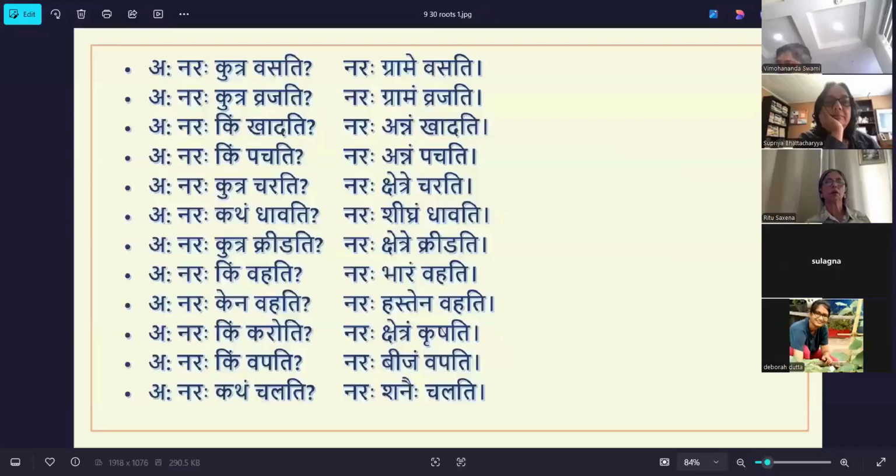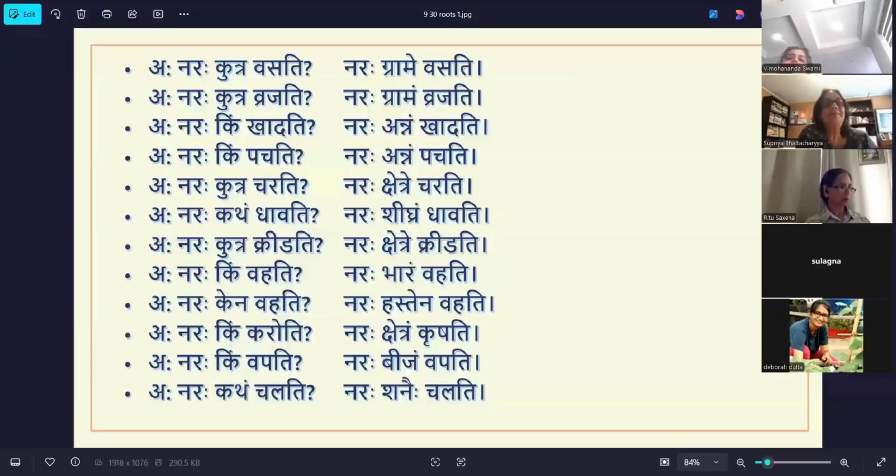Nara Kshetre Kridati. Where is he playing? He is playing in a field. Nara Kim Vahati. What is the English translation? Going? Vahati means to flow. Vahati also means to carry.